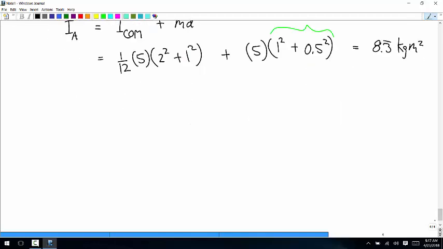We need to define one more thing before we can use this rotational version of Newton's second law. What's the other thing we have to define? The moment, or the torque. Yeah, the M sub A. So now this is the moment of force about a point.